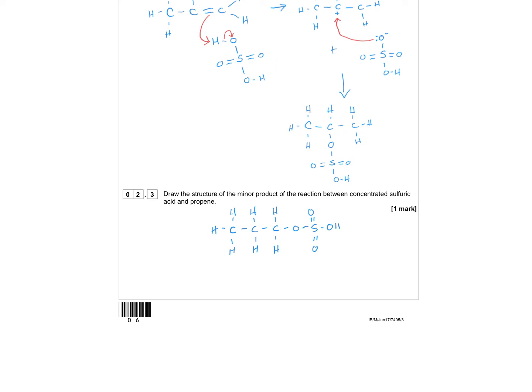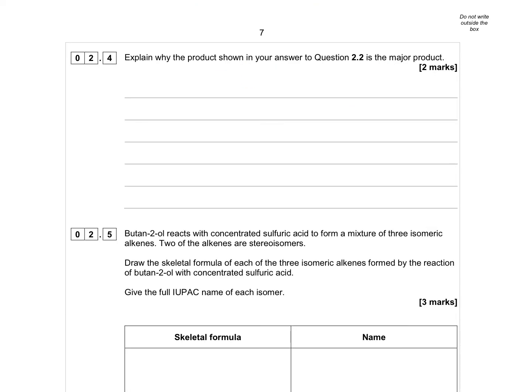So more on the stability of those carbocations, we're being asked to explain why the product we've shown in 2.2 is the major product. So you need to talk about it being formed from the secondary carbocation, which is more stable. But for 2 marks, you need to explain why it's more stable.